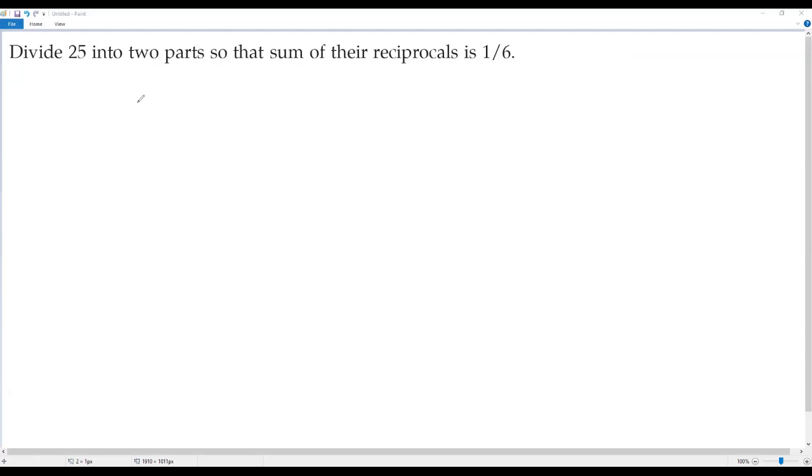For example, if I assume the first part of the 25 is 10, what must be the second part? So everyone can answer this question. That is 15, because when we add 10 and 15, I'm getting 25. So as soon as I said the first part is 10, we can find the second part 15 by subtracting this part 10 from this 25 to get the second part.